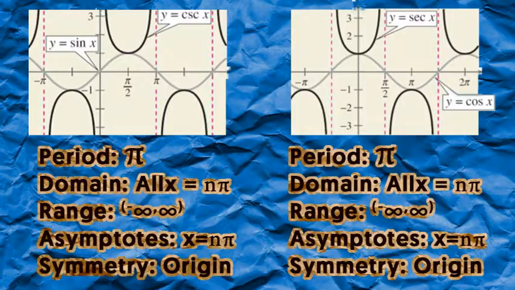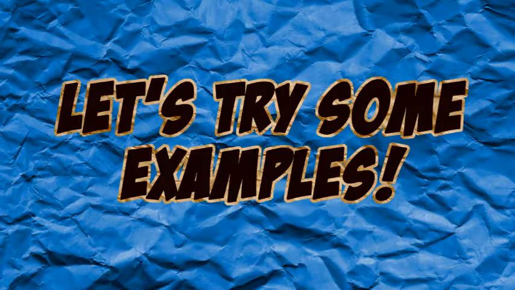In order to sketch a graph of a secant or cosecant function, you should first make a sketch of its reciprocal function. For instance, to sketch the graph of y is equal to cosecant x, first sketch the graph of y is equal to sine x. Then take reciprocals of the y-coordinates to obtain points on the graph of y is equal to cosecant x. Now that you know the basics, let's try some examples.